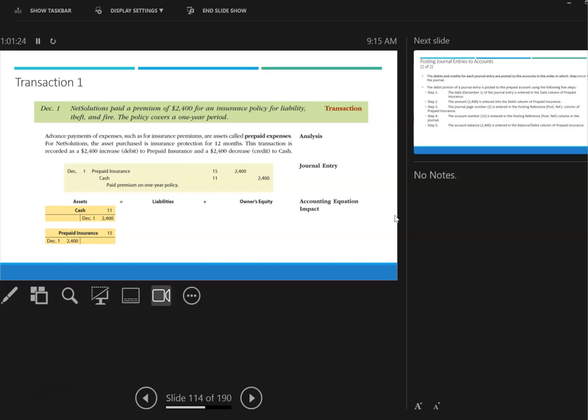We are journalizing. To post that transaction means we go to the prepaid insurance account and show the debit on December 1st for $2,400. We go to the cash and we show the $2,400 as a credit. Does that make sense? Yeah?